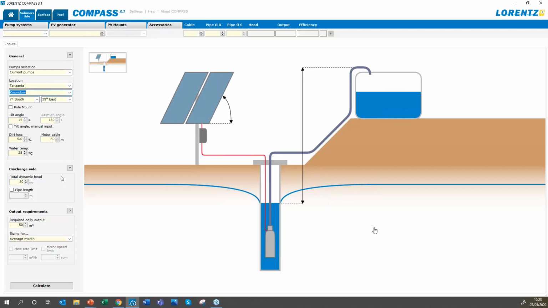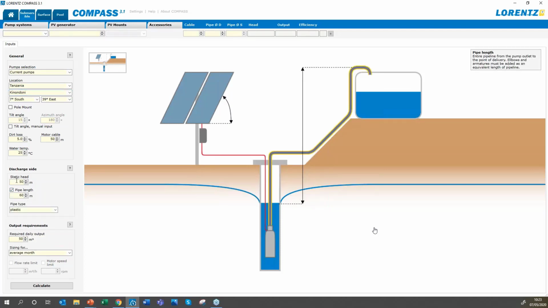The next thing we want to do is look at either our total dynamic head I mentioned. Actually, we want to do a static head and a pipeline, so I definitely want to put a pipeline in. We said we had a static head of 69 meters and a pipe length of 200 meters. And yes, we're going to use plastic pipe. And the other thing we wanted to know is the required daily output. So this is 20 cubic meters.